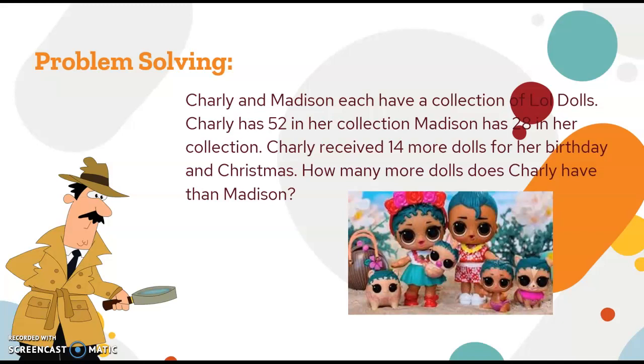Charlie has 52 in her collection. Maddie has 28 in her collection. Charlie received 14 more dolls for her birthday and Christmas. How many more dolls does Charlie have than Madison?